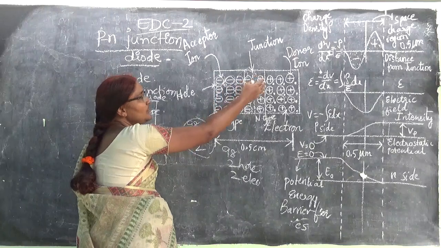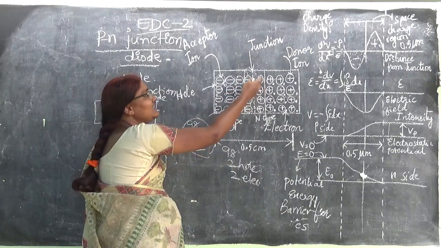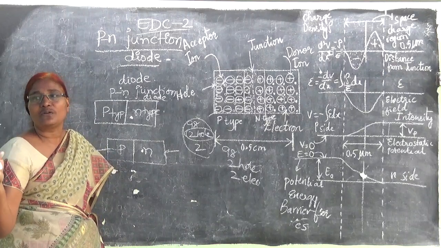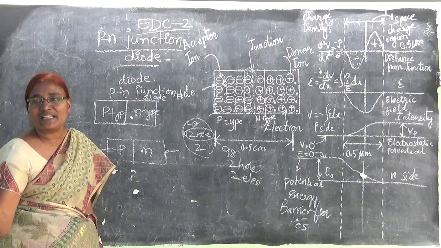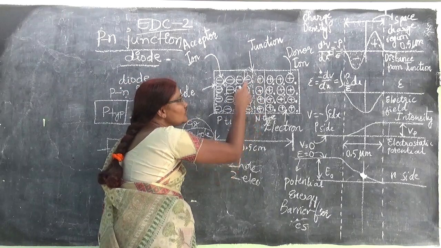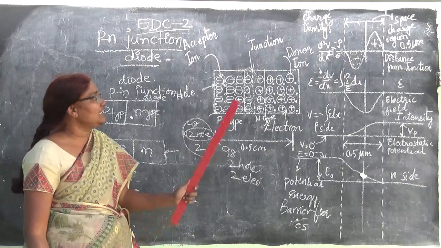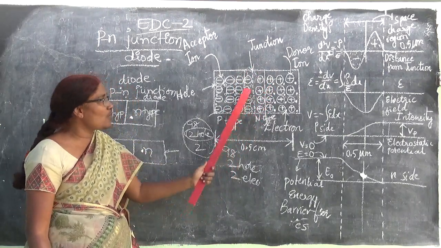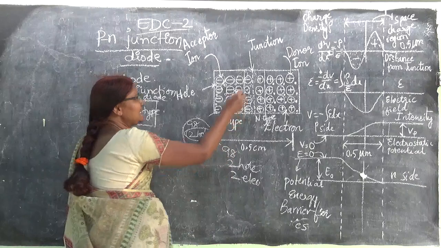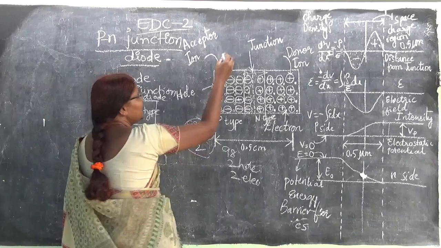If holes move towards n-type material and electrons move towards p-type material, there will not be any free electron or free hole. Movable charges will cross the junction. So only immovable charges will be left. And there is a depletion of mobile carriers, and that is the reason it is called the depletion layer.